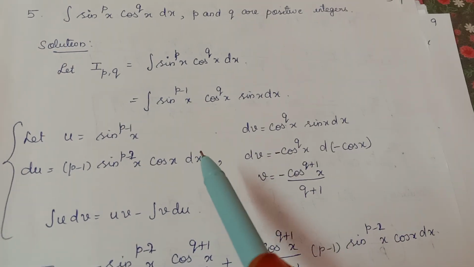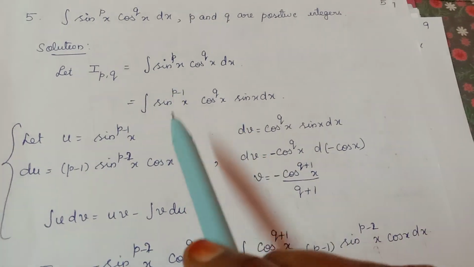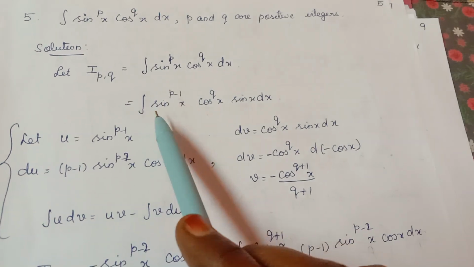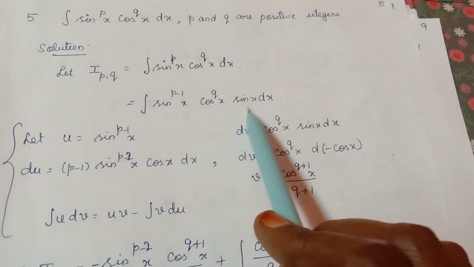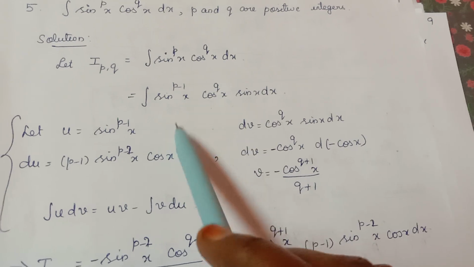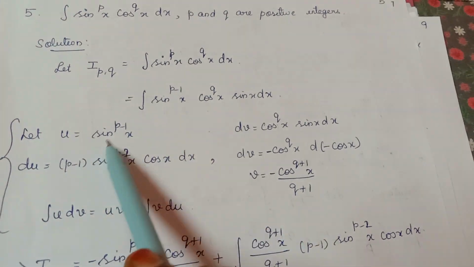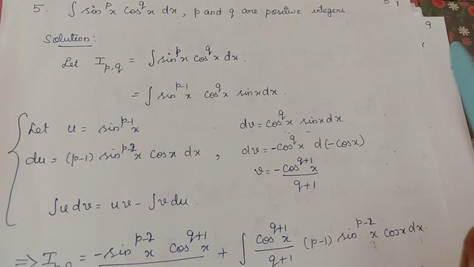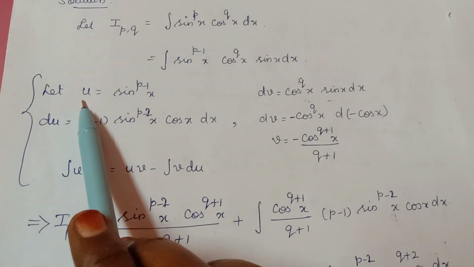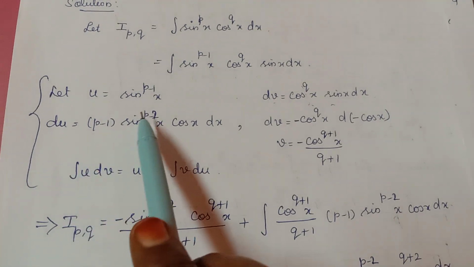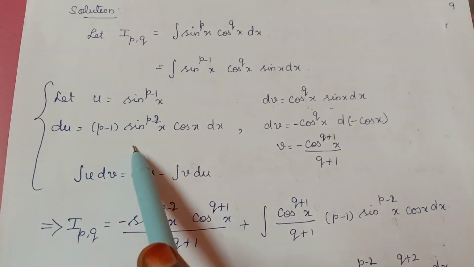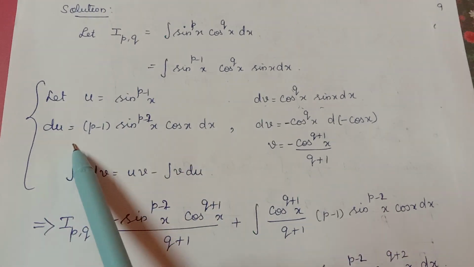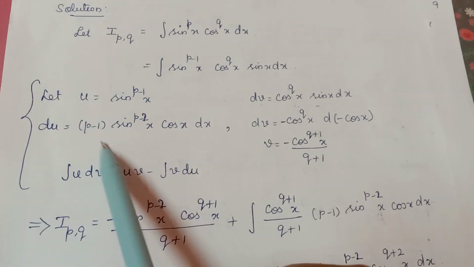So what I am doing, as in the previous case, is keeping cos power q x as it is. Sin power p you split into two parts: sin power p minus 1 x into sin x dx. Now let u equal to sin power p minus 1 x and dv equal to cos power q x into sin x dx. Now let me find du, as in the previous problems: it will be (p-1) into sin power p minus 2 x into the derivative of sin, which is cos x dx. Here I have applied the chain rule to find du.